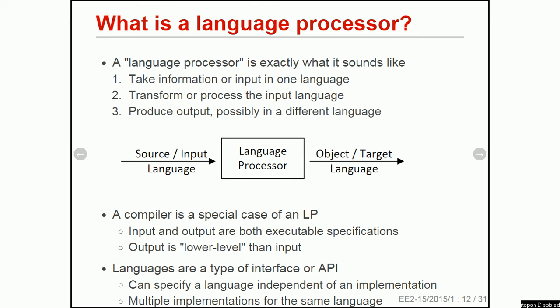Just like we saw in architecture, languages are a kind of interface or API. You can specify a language without actually having to specify how that language is implemented. For example, the C or C++ language specifications are books, essentially, and there can then exist multiple actual implementations of those languages. Just like the MIPS ISA is a specification, there are lots of implementations. A language is a type of interface or API.